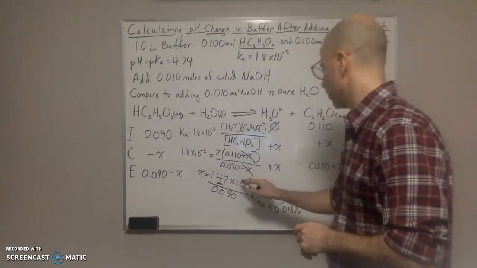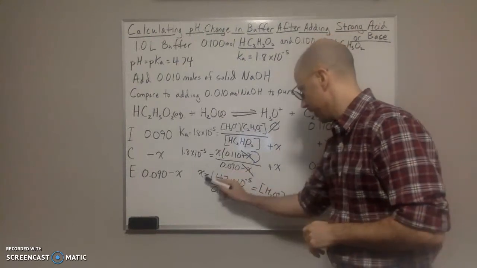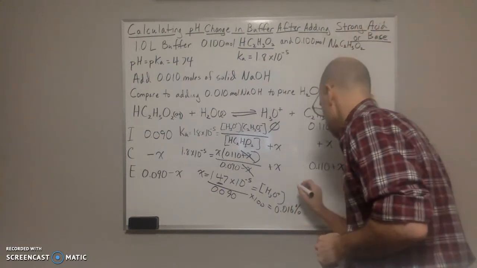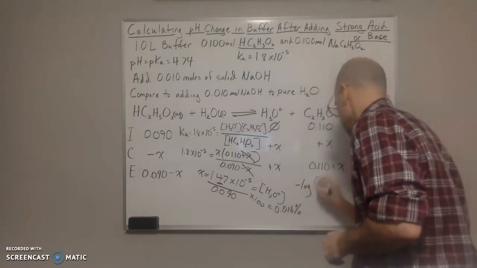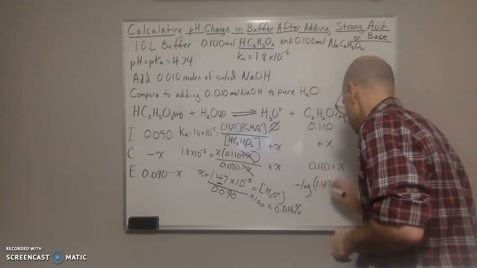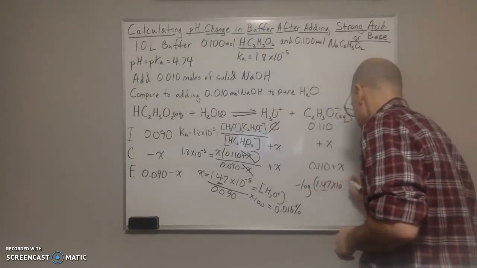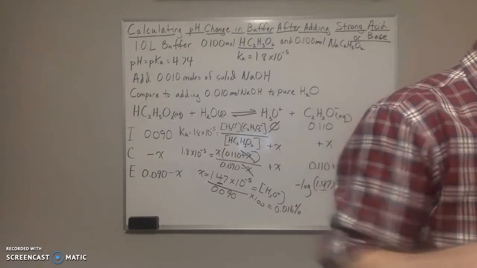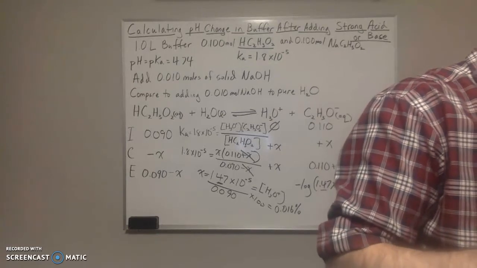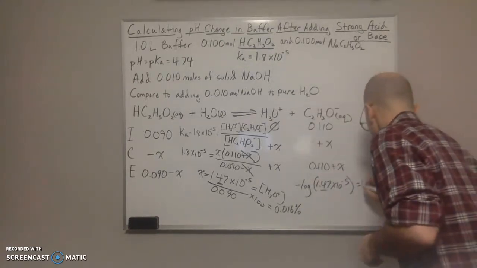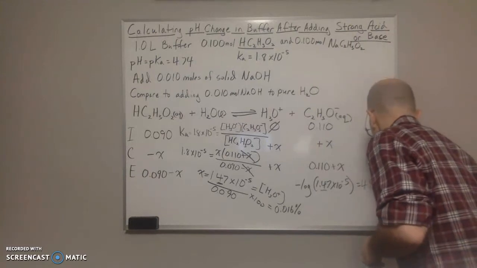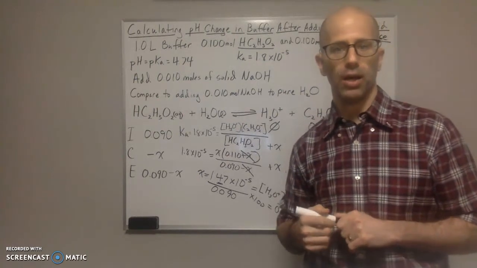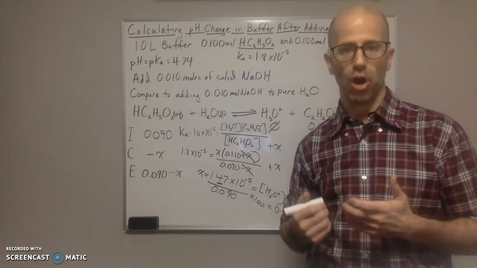Okay, so then all we have to do now is take this x value, which is our hydronium concentration, and take the negative log of that. So we take the negative log of 1.47 times 10 to the negative 5, and that will give us the pH. And when we calculate that out, we get the pH of 4.83. So 4.83 is the pH after you've added the strong base.